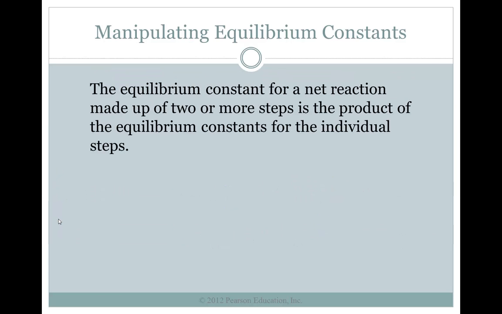The equilibrium constant for the net reaction made up of 2 or more steps is the product of the equilibrium constants for the individual steps. So if we have A plus B yields C, and then C plus B yields D, and these have 2 different constants, they're the product. So you're going to multiply those constants together.